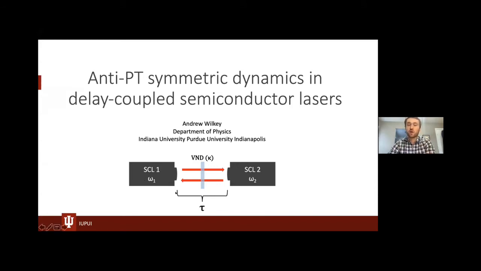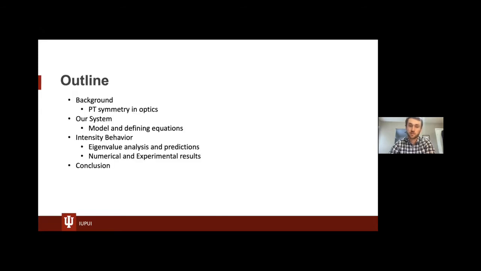And of course, I can control how much light I let go between the lasers by placing a glass slide in between them. So I'll get into this later, but we're going to investigate the effects of this time delay on PT symmetric signatures in our system.